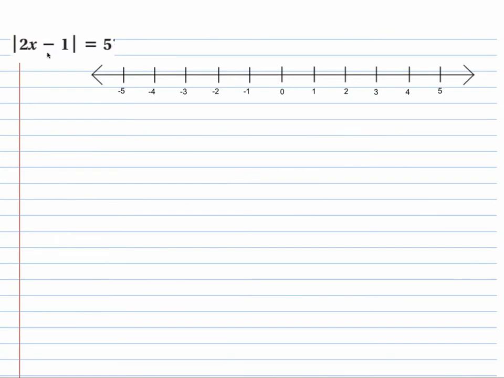So suppose I have the absolute value of 2x minus 1 is equal to 5. How would I solve this? Well, I know 2x minus 1 is equal to 5, or, and I like to put a big or there, 2x minus 1 is equal to minus 5. And I always put the minus sign on the side that does not have the absolute value. So I'm going to solve these separately.